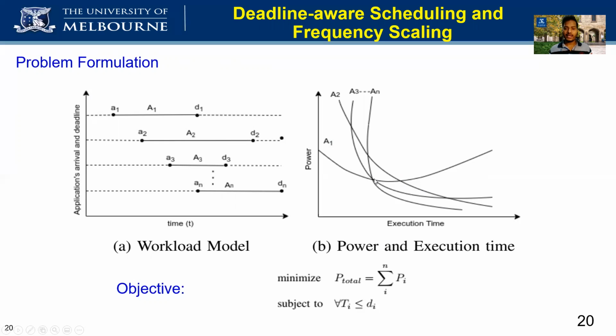So our idea is to find that optimal point where, given an application, what would be the frequency where we have the lowest power as well as the fastest execution. So our goal is to reduce the overall power consumption of GPUs while scheduling these n applications.